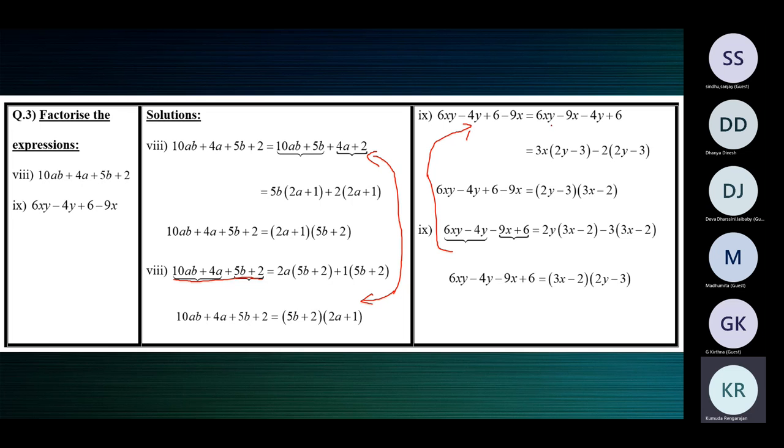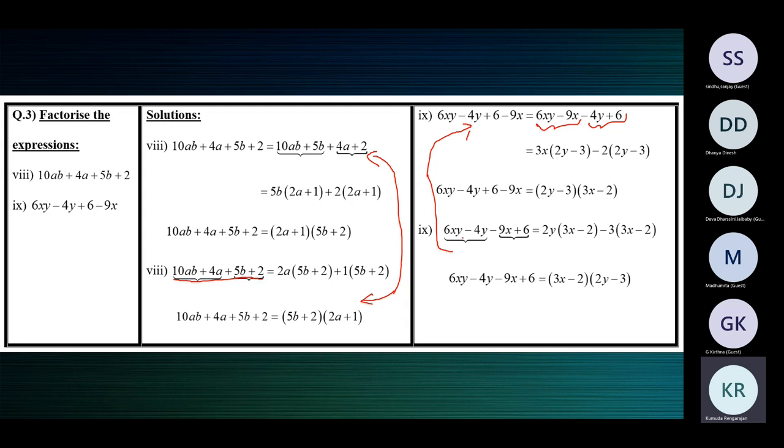When you look at this one, 6xy, the first term 6xy as it is. I brought the fourth term here in the second place, minus 9x. The fourth term, minus 9x in the second place. It will be minus 9x only. You're not taking it to the other side. It's an expression. We are not working with equations. We are working with expressions. So the fourth term becomes a second term. Same sign it will be, minus 9x. Then this minus 4y and finally plus 6. So we are rearranging. We are grouping these two terms and these two terms.